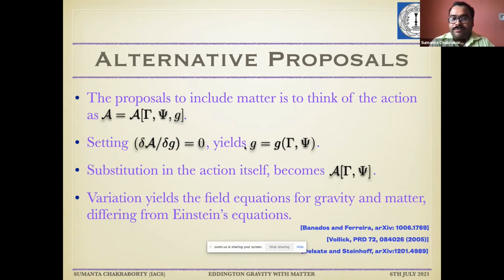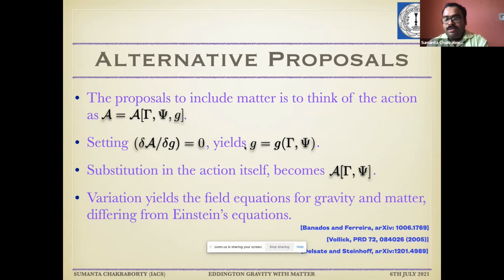And they both differ. I mean, the gravitational field equation, of course, differs from Einstein's equation. In a few cases, the matter field equation also differs from the reasonable one. And therefore, there are strong constraints on both of these departures, from Einstein gravity as well as in the matter sector. None of the approaches, as far as I know, in this direction provides Einstein's equation in any form.